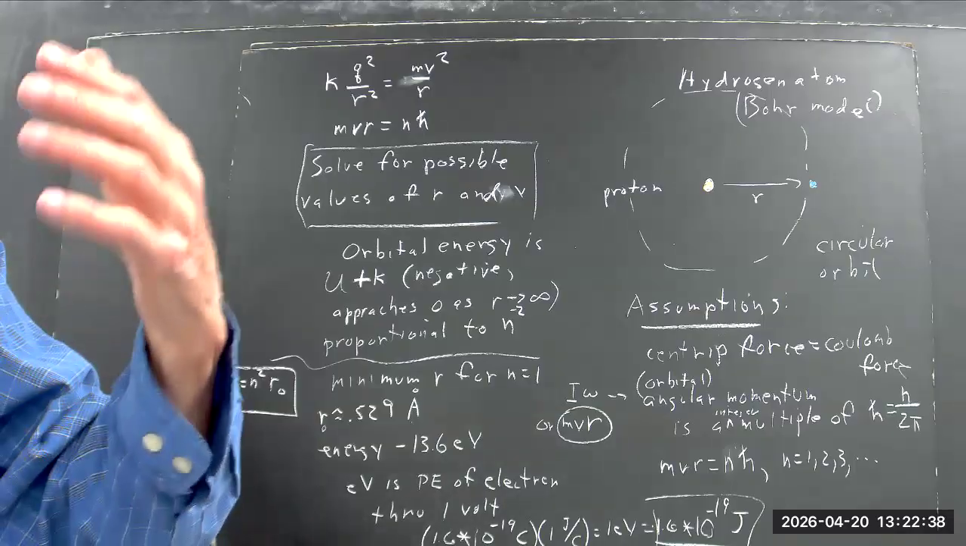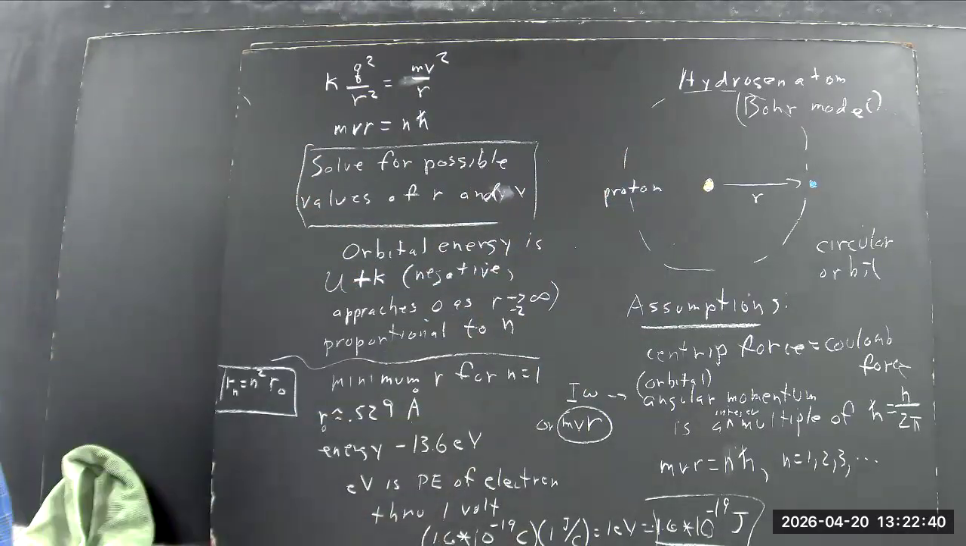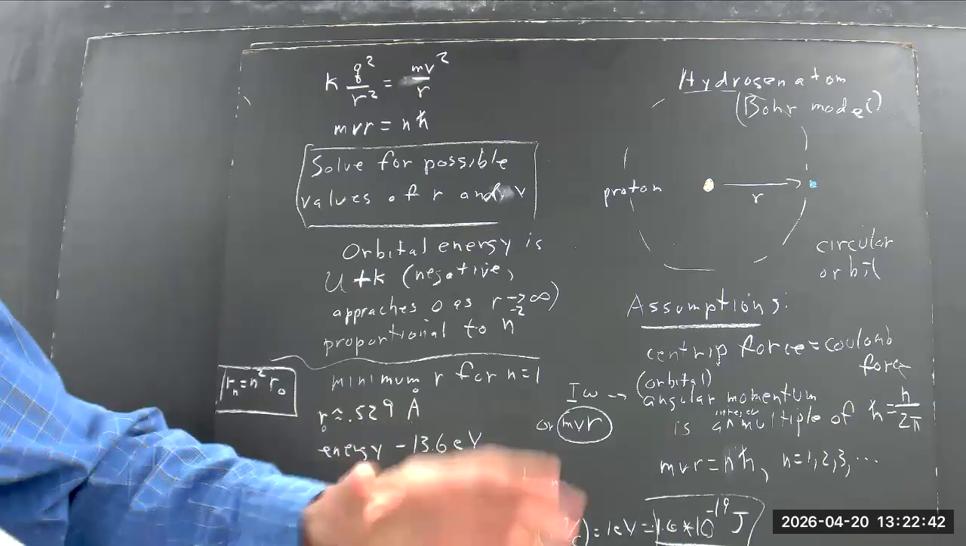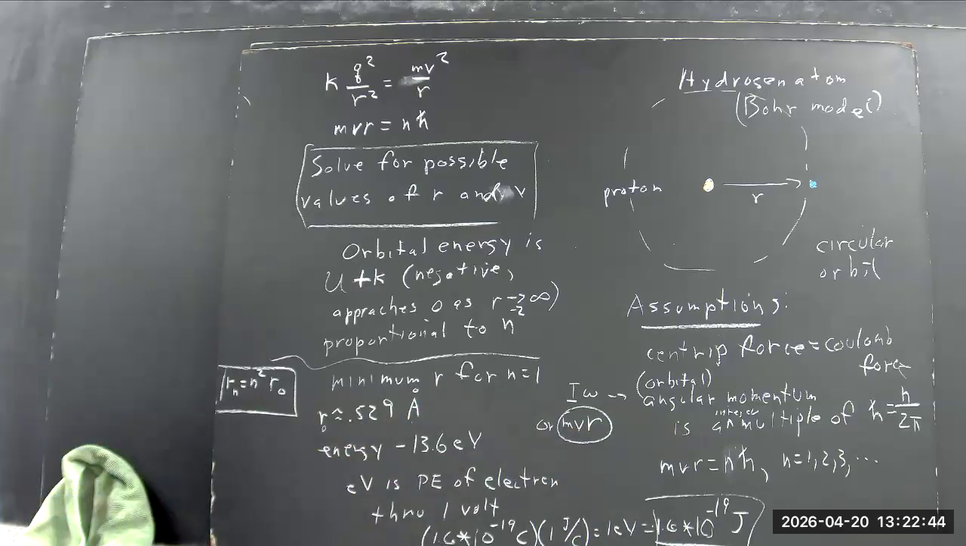It's 9.11 times 10 to the negative 31 kilograms. That's all in the introductory problem sets. I'm not going to write it down. Just kind of telling you where this stuff is coming from and why in the world you're seeing it. At that point, it's easy to do those calculations and answer questions.